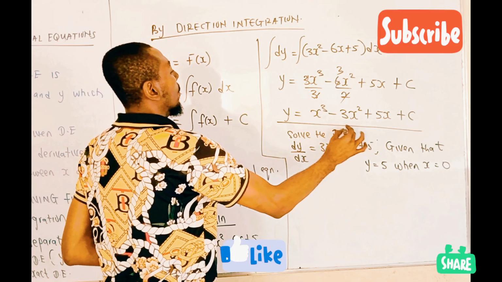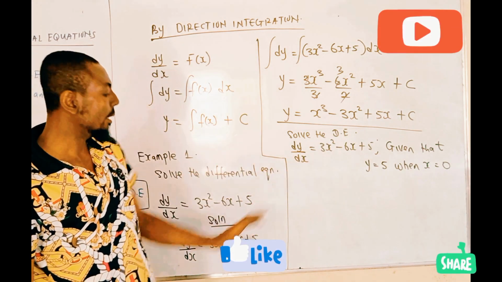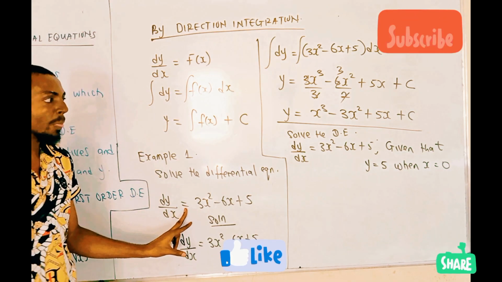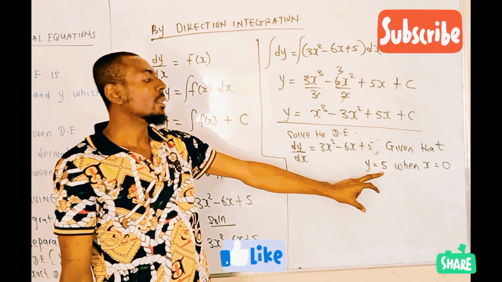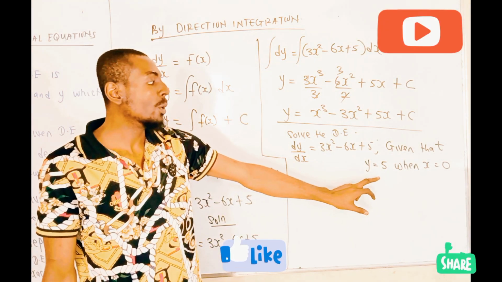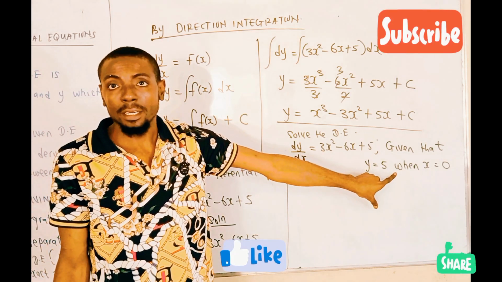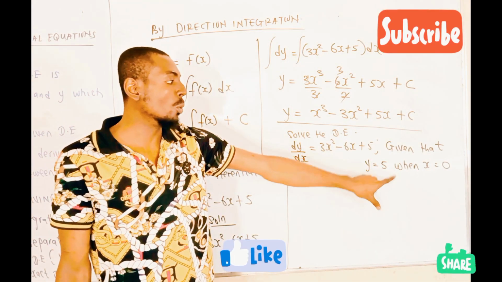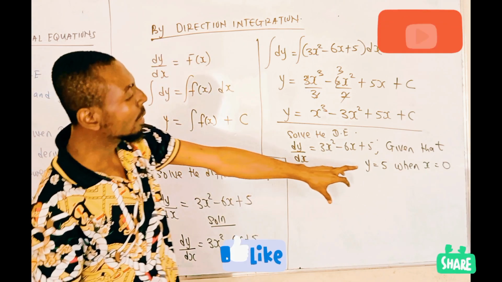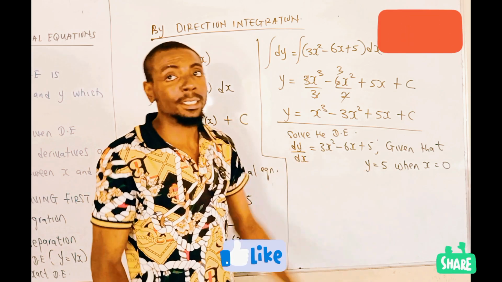Solve the differential equation. This is exactly the same question I have here, but as you can see, an initial condition is now accompanying this equation. So not just to solve the differential equation, but we have an initial condition, given that y is equal to 5 when x is equal to 0.